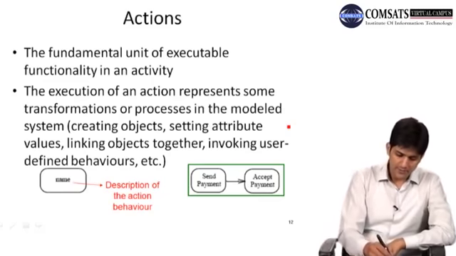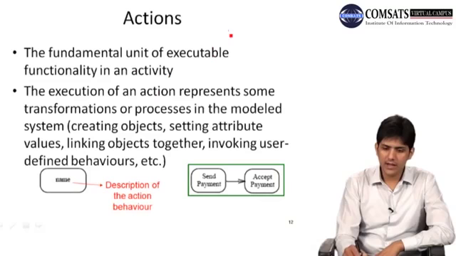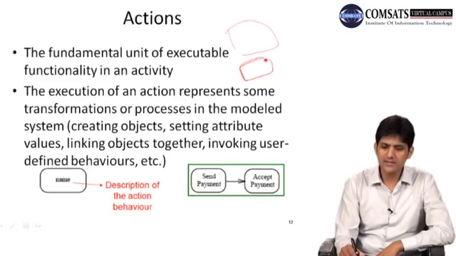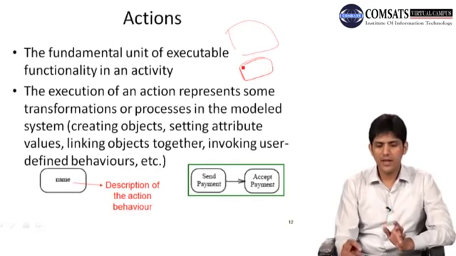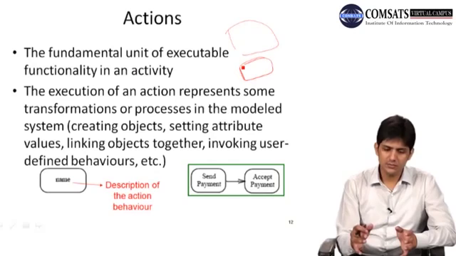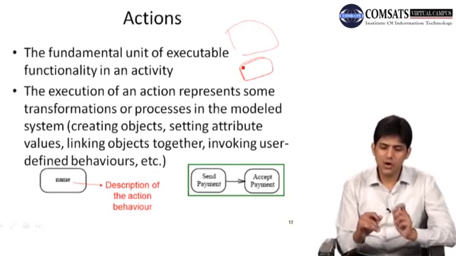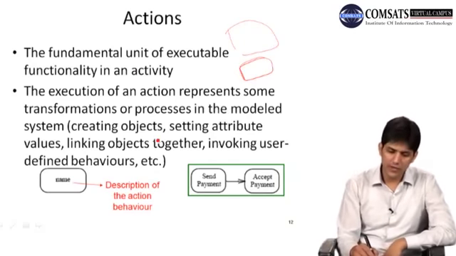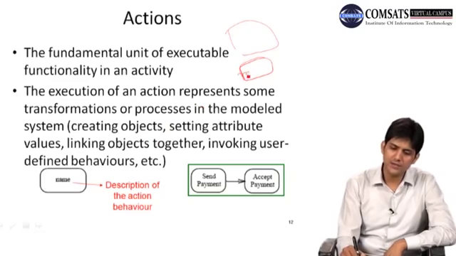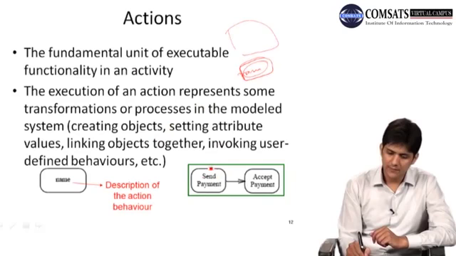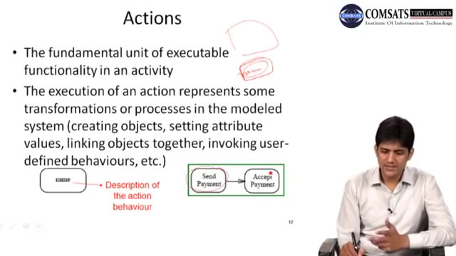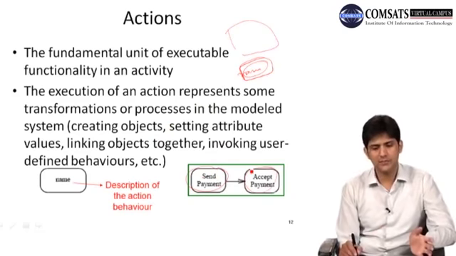So basically when we have a diagram like that in the activity diagram, it's a rounded rectangle, and this is an action. Now this action represents any transformation or process in the model system, and we usually have a description of these actions. So we need to write something in between. For example, in this example there are two actions. First one is send payment, the other is accept payment.